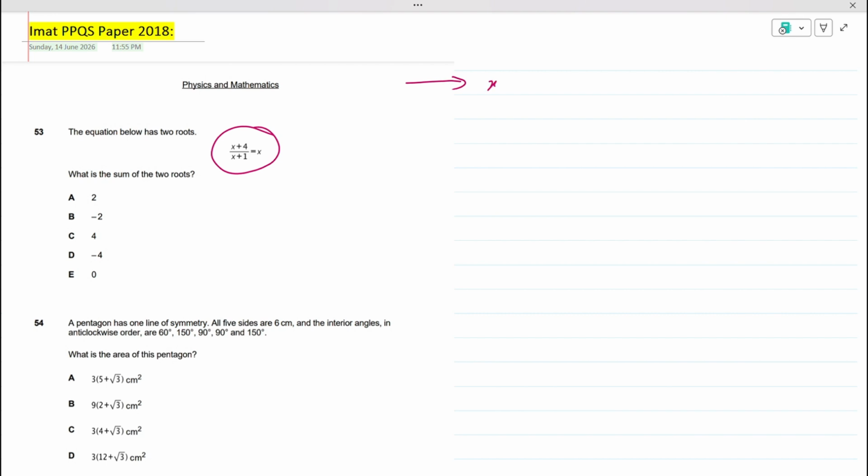So x plus 4 upon x plus 1 equals x, right? For solving this, there is a division here. When it goes to the right hand side, it is multiplied with x. So x plus 4 equals x multiplied with x plus 1, right? This x plus 1 whole bracket is multiplying with this x. So x plus 4 equals x into x is x square, x into plus 1 is x. Now see, this x is plus here. When it goes there, it will be minus.